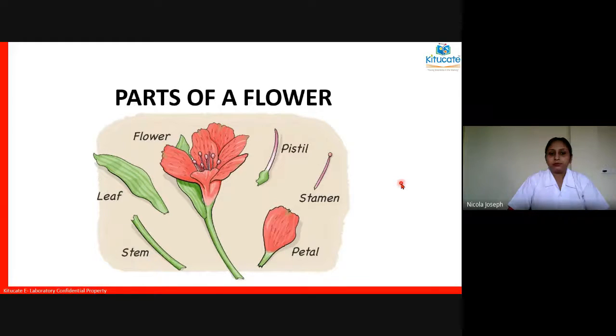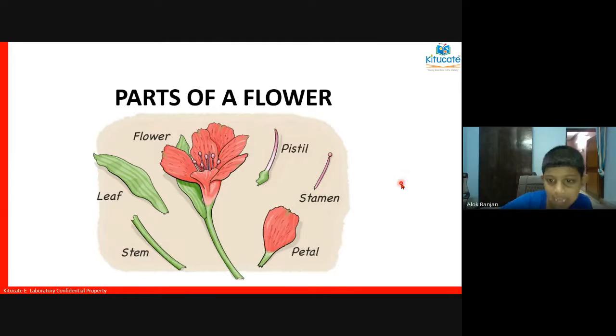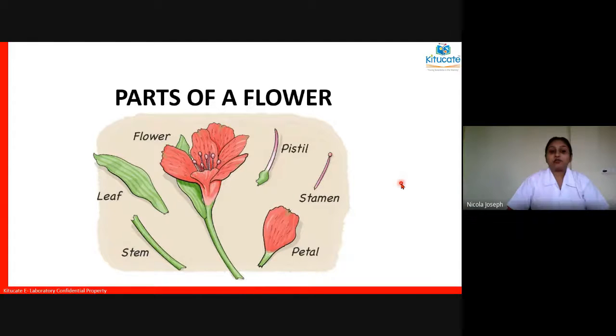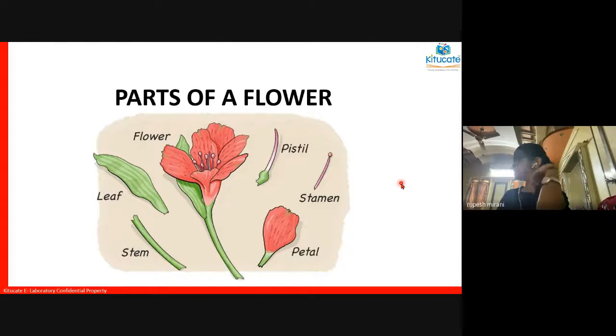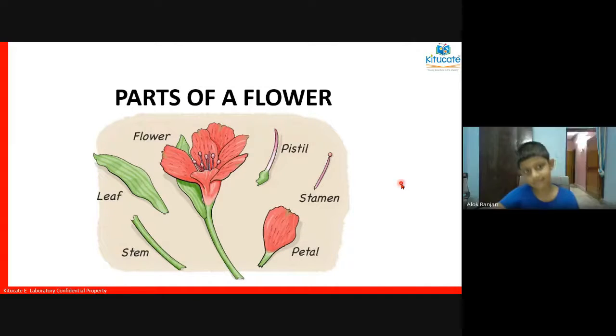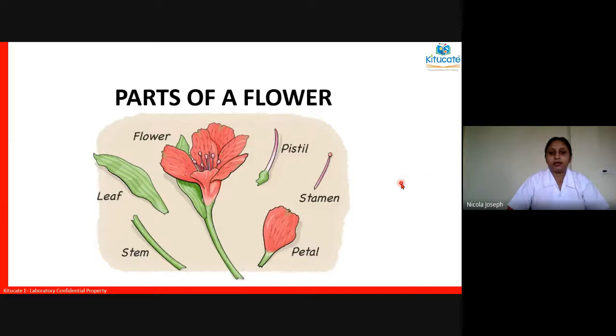Yes. Pistil, leaf, stem. Parts of the plant, not the parts of the flower. So where did pistil come? You have to tell me the parts of a plant. When we look at a plant, what do we see? What are the parts that we see? Who is going to tell me?